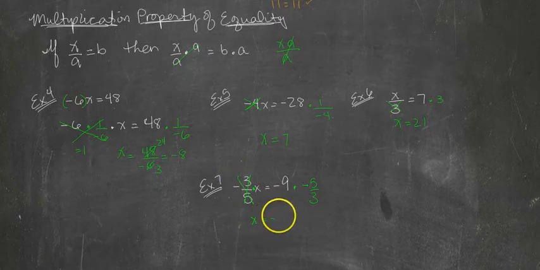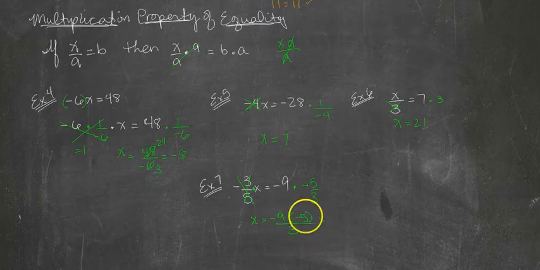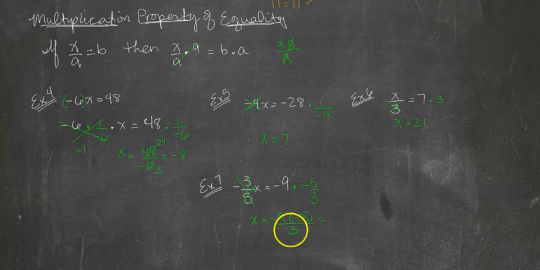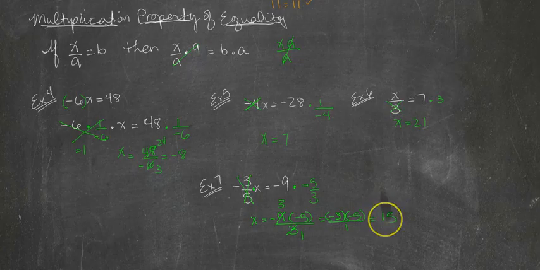So x equals -9 times -5 over 3 equals, and at this point I'm going to reduce before I do a multiplication. Why turn this into 45 divided by 3 and then reduce it? Why not just go ahead and reduce it now? 9 divides by 3, leaving a 3. 3 divides by 3, leaving a 1. So now I can take -3 times -5 over 1 equals 15. Done.